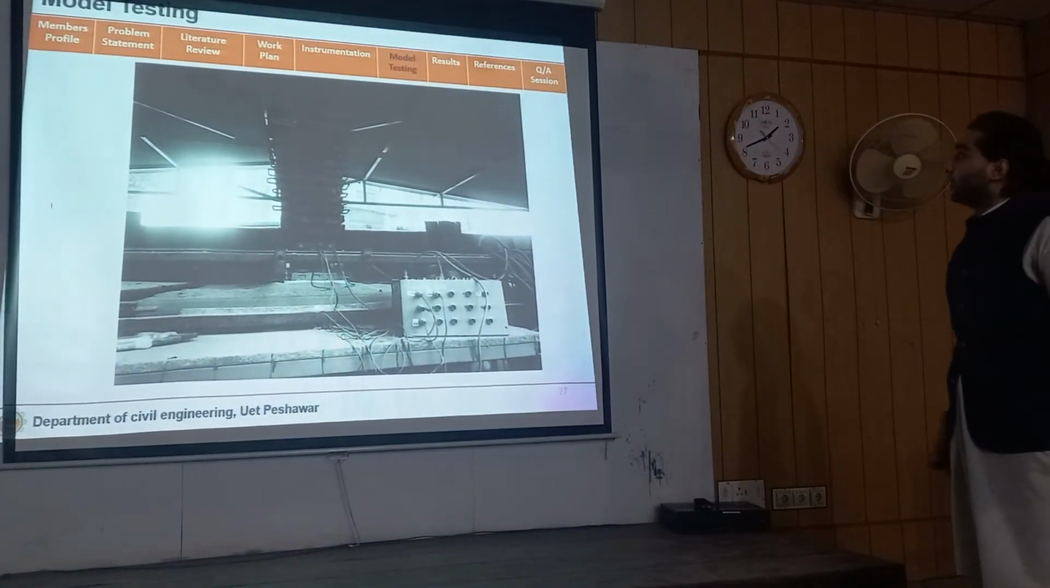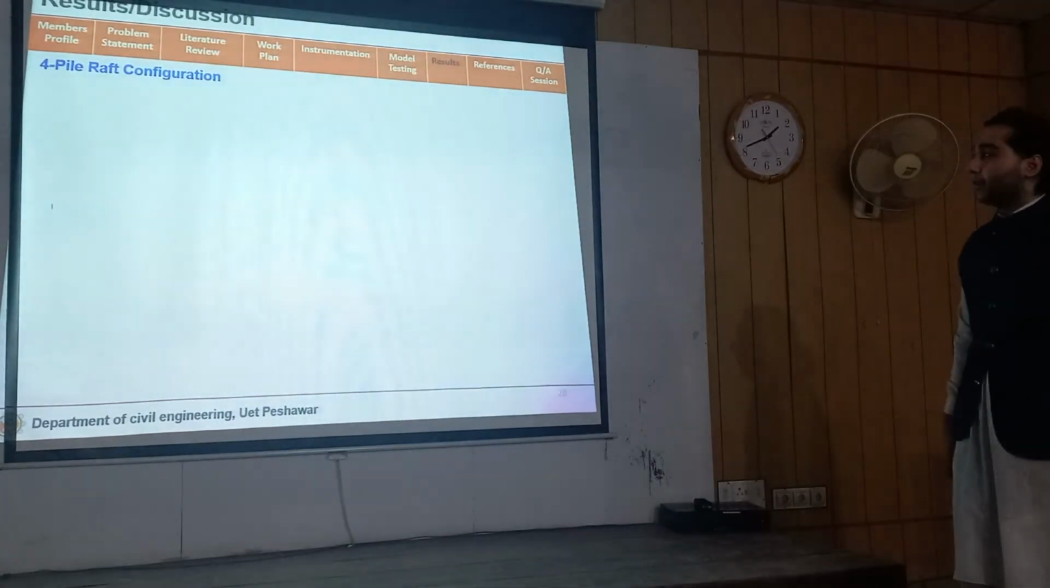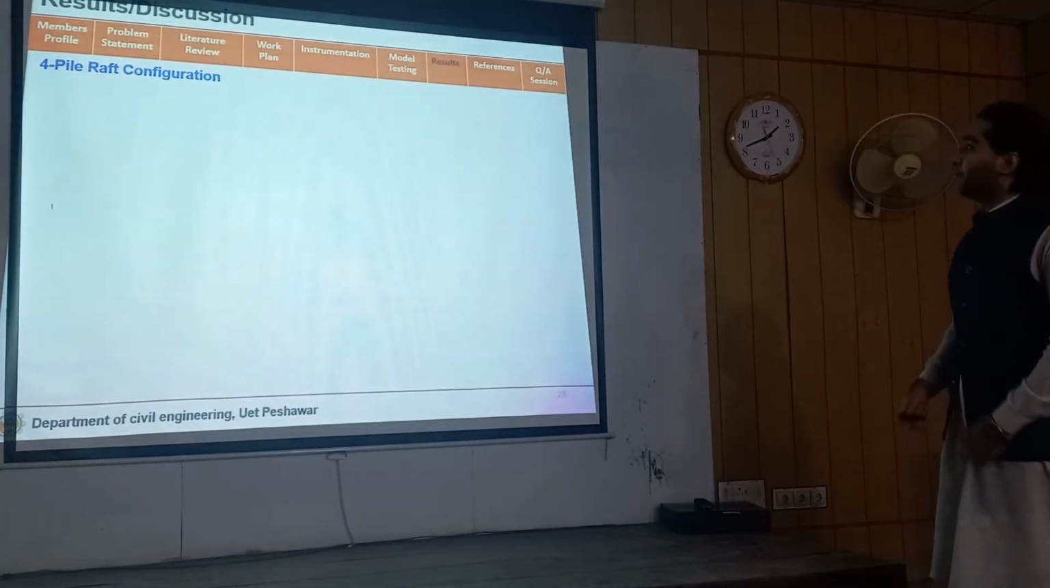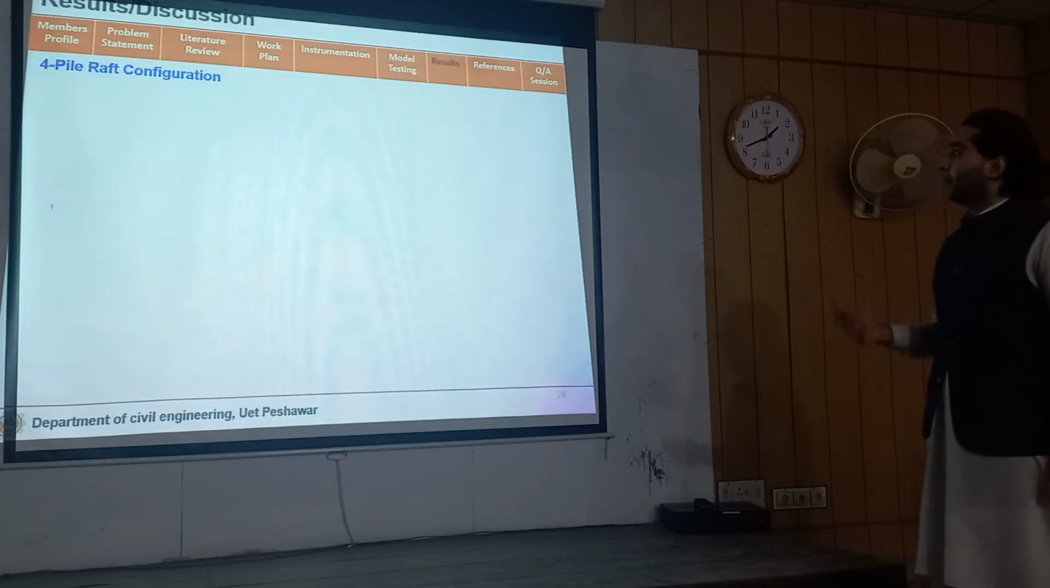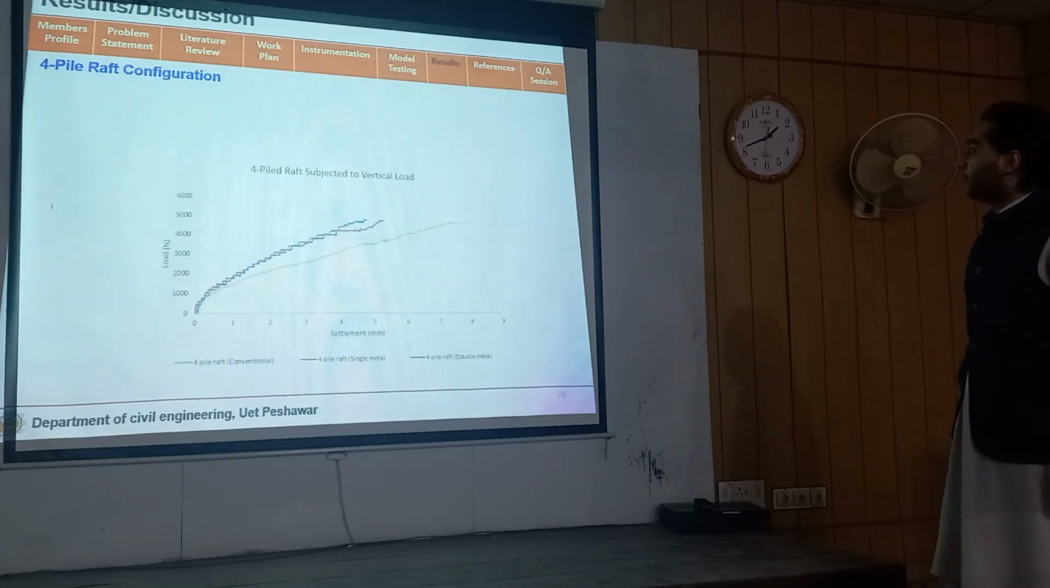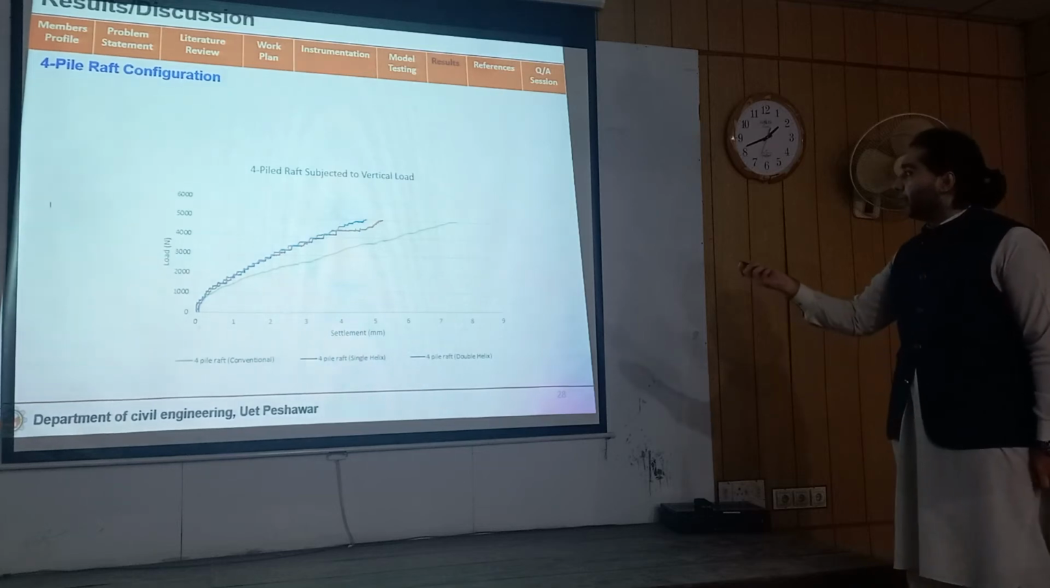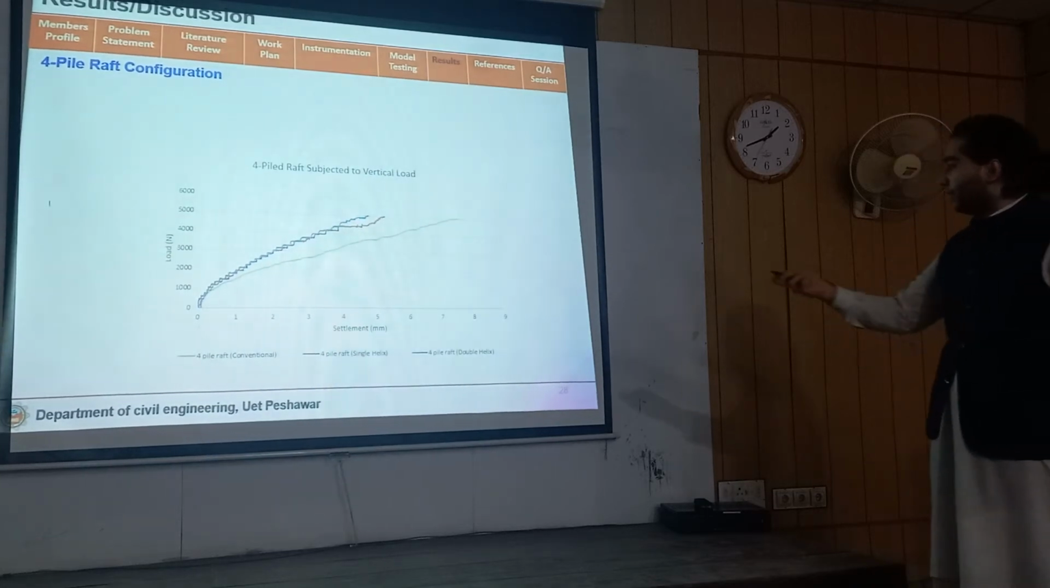My part of the presentation is the results and the conclusion of our experiment. We discussed 3 cases, that is the 4 pile raft, the 6 and the 9 pile raft configuration. So let's talk about the 4 pile raft first. We drew this graph in Axial. As you can see, there are 3 types.